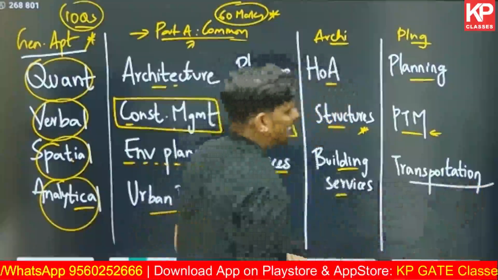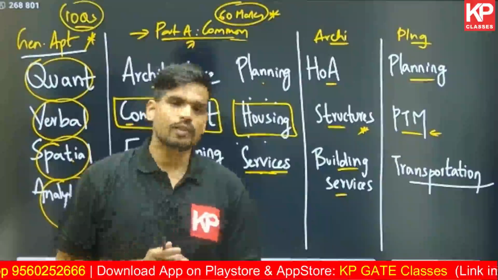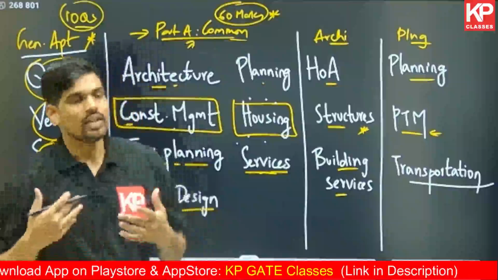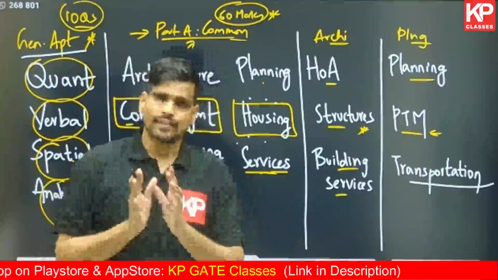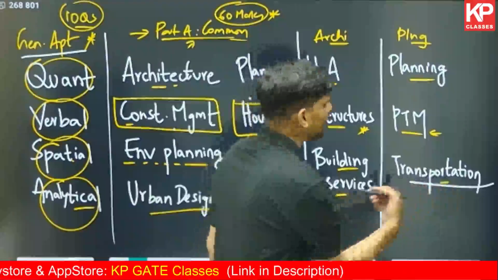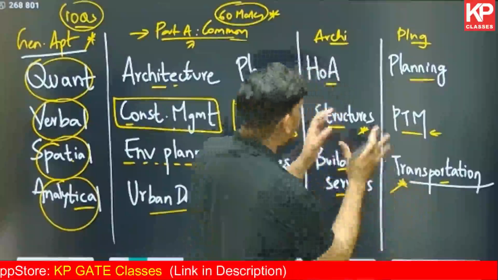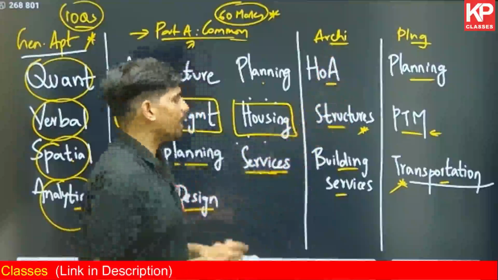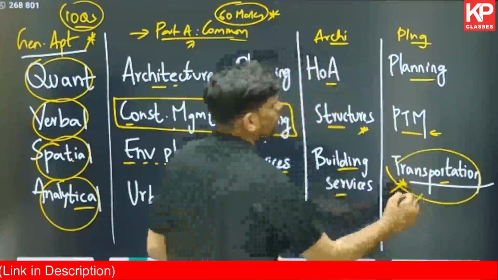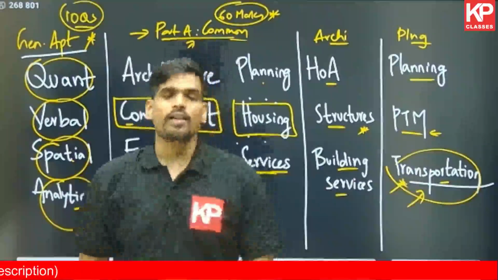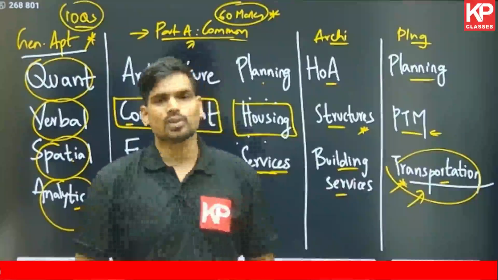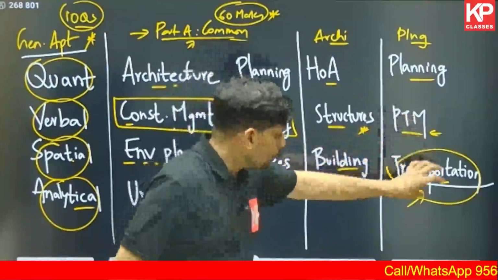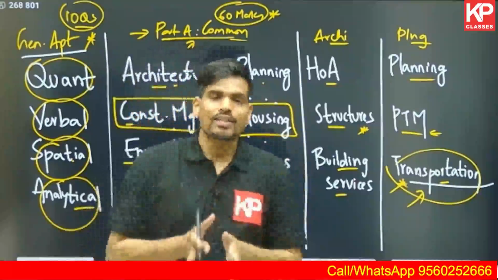Similarly, the last section is transportation, which includes the advanced topics of transportation, transport survey, and other terms related to parking and traffic analysis. All those are included in the third section of the planning. Just like structures is an important numerical area for the architecture part, transportation is a very important numerical area for the planning part. Advanced numerical questions from transport survey, traffic survey, and parking analysis have been asked in the planning part.